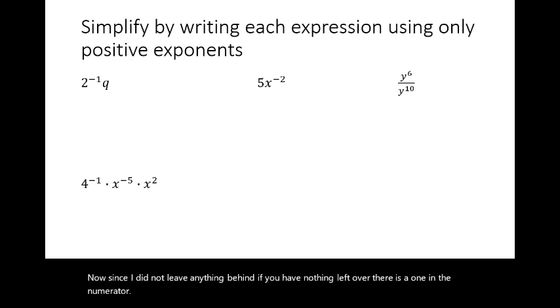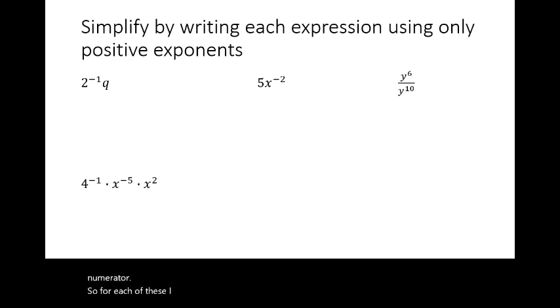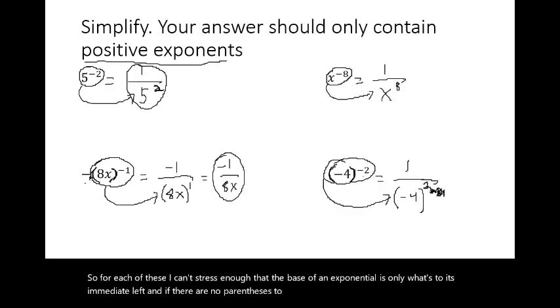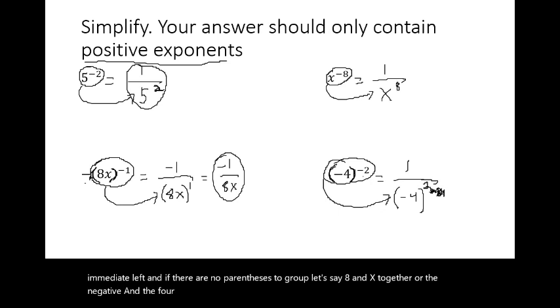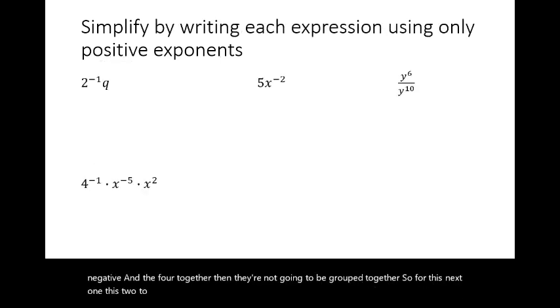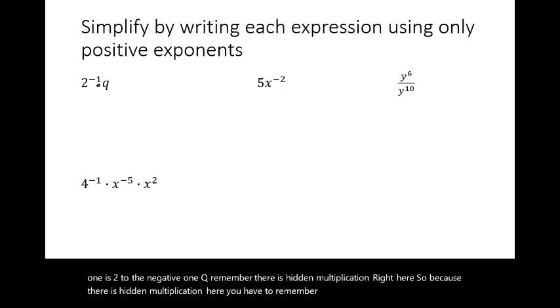So for each of these, I can't stress enough that the base of an exponential is only what's to its immediate left. And if there are no parentheses to group, let's say 8 and x together, or the negative and the 4 together, then they're not going to be grouped together. So for this next one, this 2 to the negative 1q, remember there is hidden multiplication right here. So because there is hidden multiplication here, you have to remember order of operations. Exponents always take priority over multiplication.